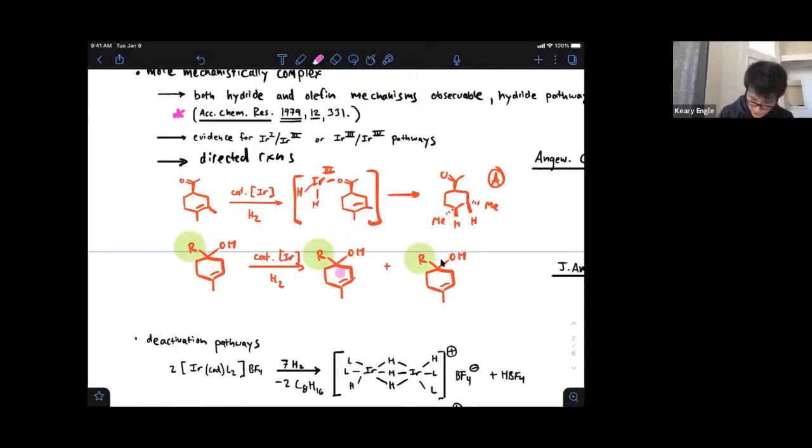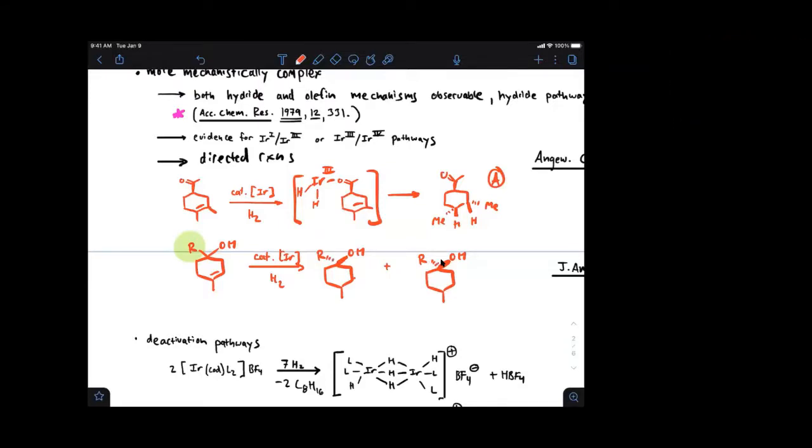And then how would you expect the product ratio to change as a function of, let's draw this up, the R group identity? You would favor approach from the opposite face of the R group for a bulkier one.